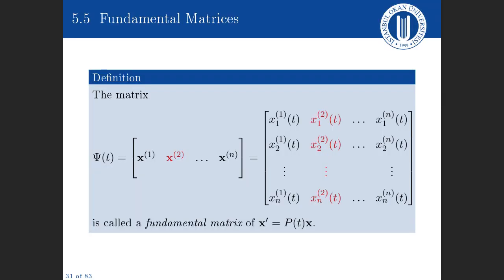Then we can write them in a matrix like this. I'm going to write a square matrix where the first column of the matrix is the first solution, and then the second column of the matrix is the second solution, and so on. And I'm going to call this matrix capital Psi. If I have a matrix where the columns of the matrix are the functions in the fundamental set of solutions, then this matrix is called a fundamental matrix.